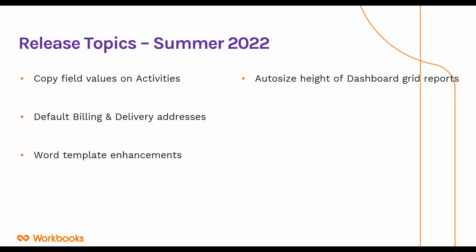Auto-sizing. It's a very small but neat enhancement, the ability to auto-size the height of grid reports in elements or tiles on dashboards so that you don't see lots of white space underneath short reports. And in a similar but slightly different vein, just to make controlling your layout easier, you can now auto-size the width of all columns in a grid.